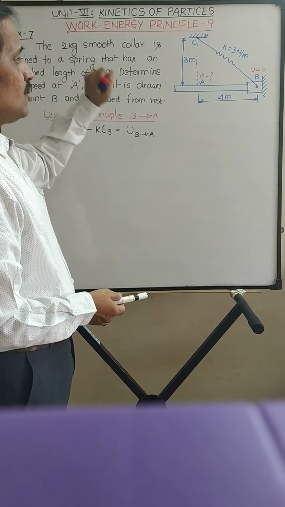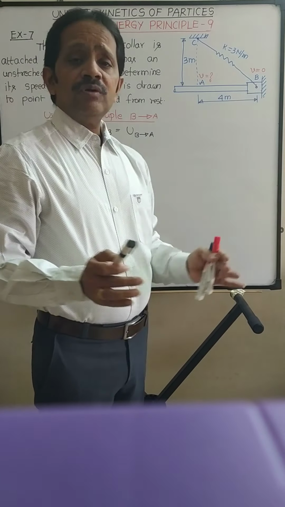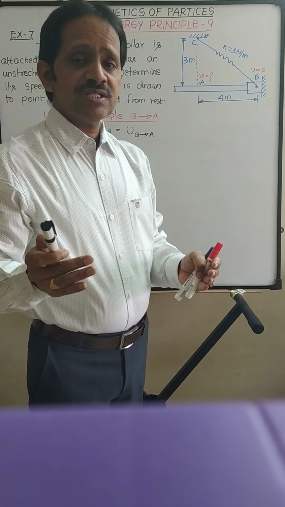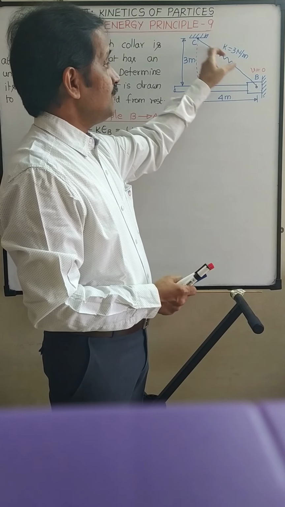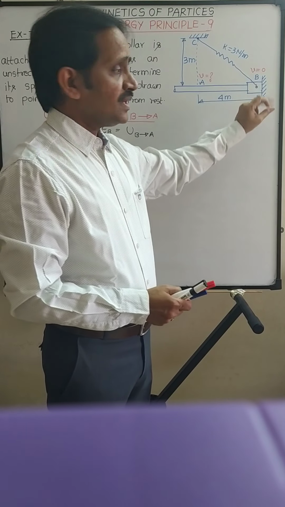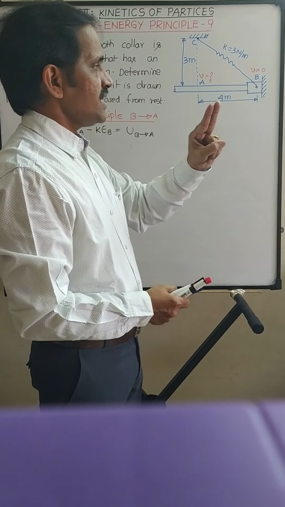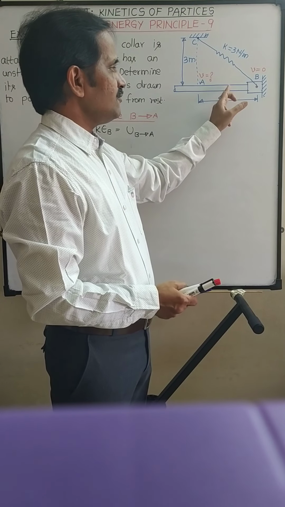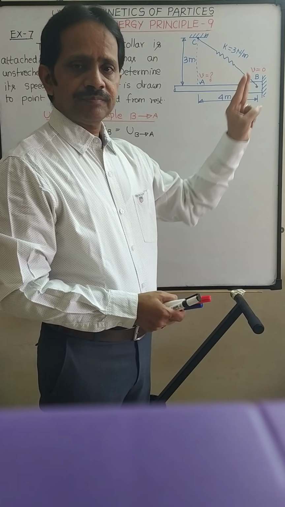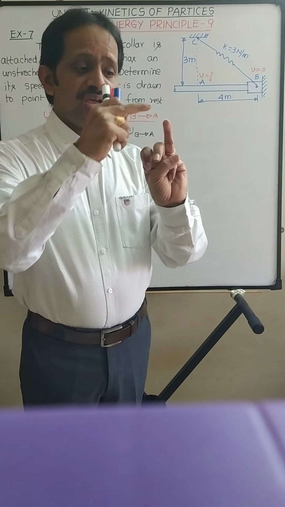See, 2 kg smooth collar, so mass is there, so the gravitational force is acting. Before finding the work done by the forces, first we have to understand what forces are acting on the collar. One is the gravitational force, second is the spring force, since the collar is attached to the spring. Being a smooth collar, there is no friction, right? And of course there is a normal reaction from this rod on the collar. So in fact 3 forces are acting: gravitational force, normal reaction and spring force.